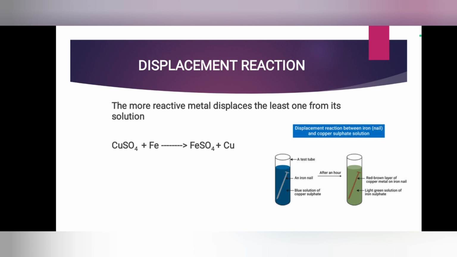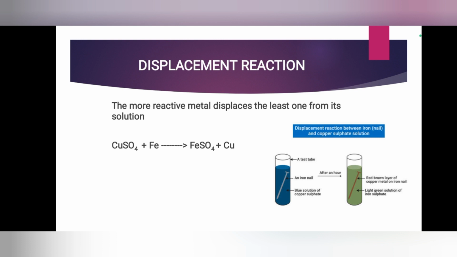Displacement reaction. Let me explain the concept with an example. Iron nail. The chemical formula of iron is Fe. When an iron nail or blade is dipped in copper sulfate solution, copper sulfate crystals are actually blue in color. When we dissolve these crystals in water, it forms a blue color solution. So when we dip an iron nail in copper sulfate solution, the color of copper sulfate gradually fades away.